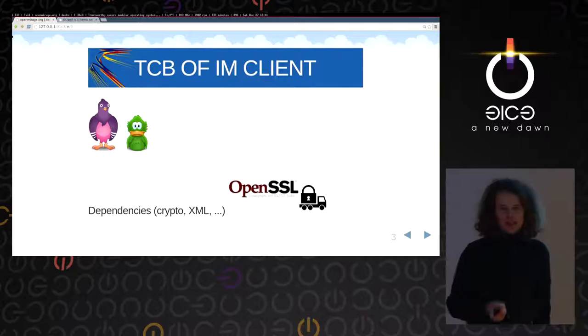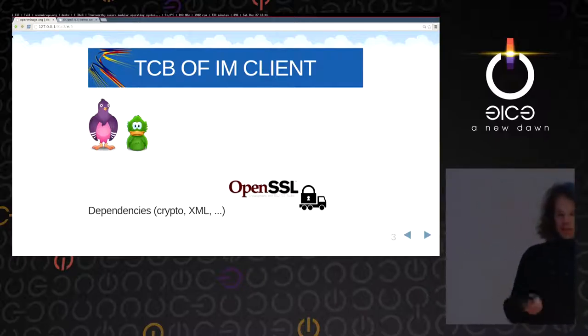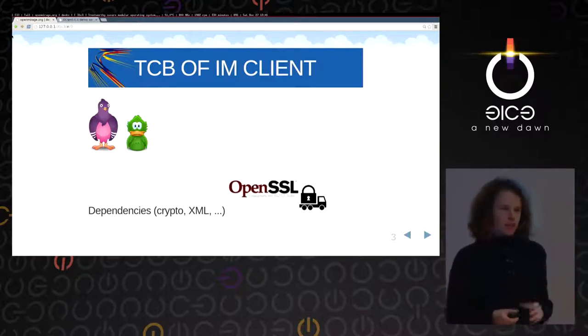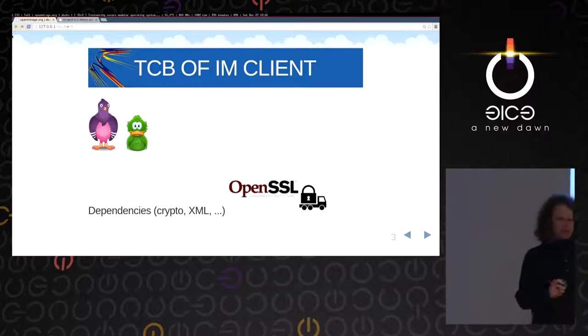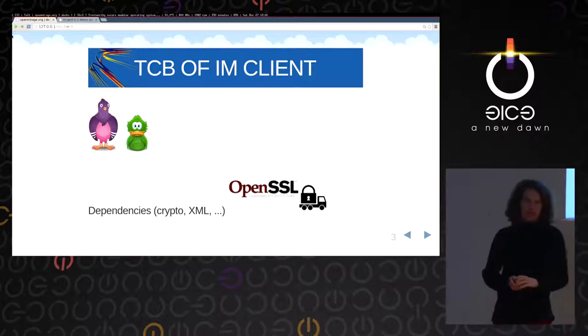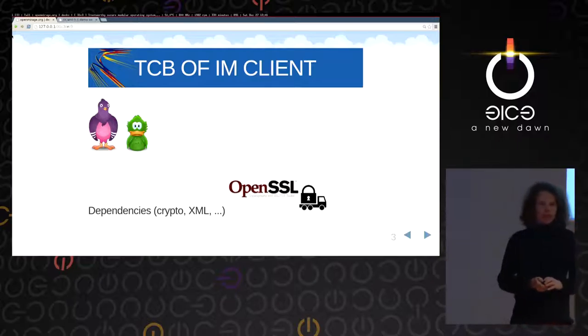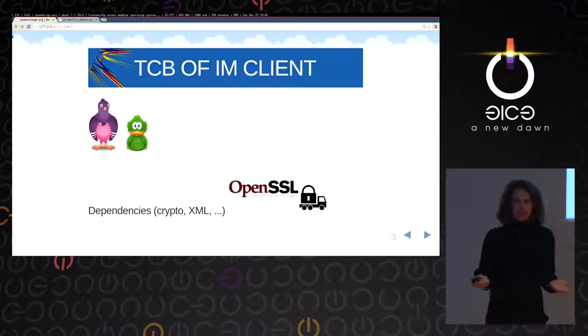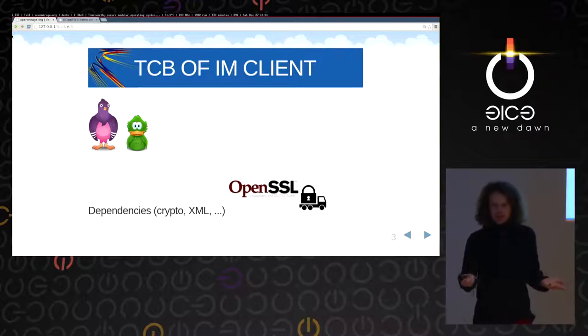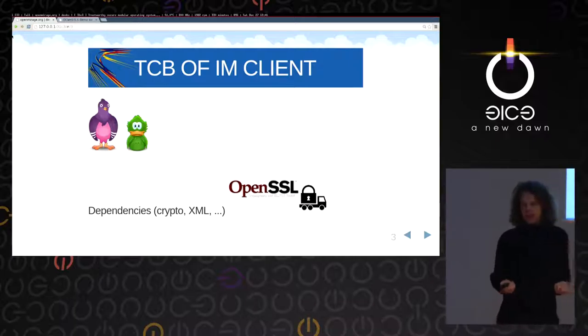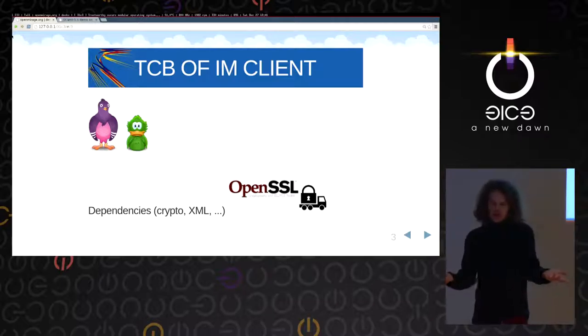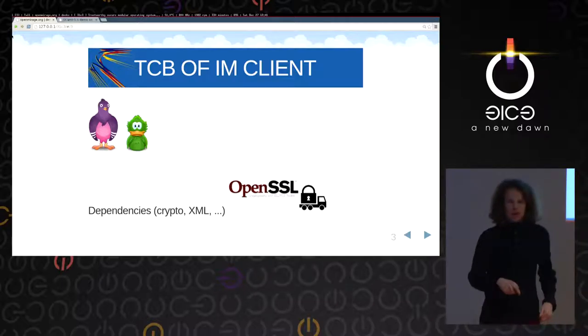Then, as the next layer, we have the dependent libraries. So the client might use OpenSSL or GNU TLS or any other security or cryptography library, or XML stream processing, or whatever. That is obviously also part of the trusted computing base, as we've seen this year with Heartbleed, which affected OpenSSL, and which affected a lot of different applications, which all had OpenSSL as their dependent library.